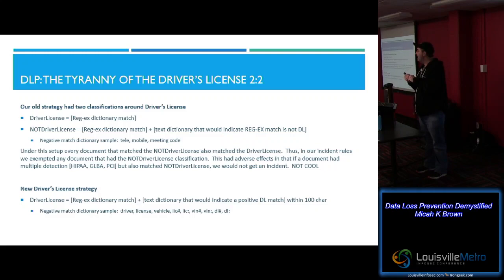But I'm an insurance organization. I care about HIPAA, GLB, PCI on top of just U.S. driver's license. So when I would go through and create an incident, I was actually excluding anything that had a not driver's license. And that was a huge window for false negatives to be accrued in our environment.